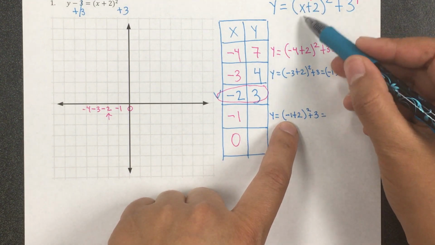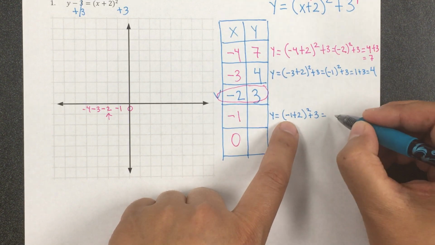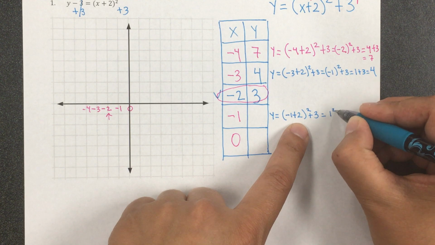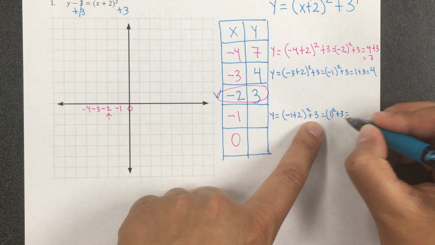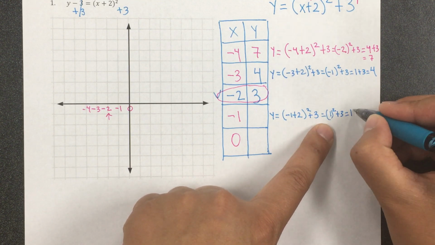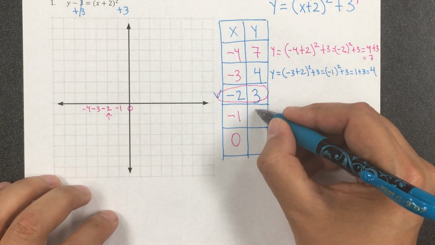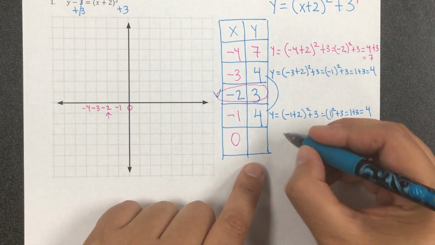All I'm doing is replacing x in each one with its value. And so -1 plus 2 is 1, squared. You can put the parentheses or not, since it's positive, it's okay. And then plus 3. 1 times 1 is 1, plus 3 equals 4. So that's the value. Notice how we got the same for these two.